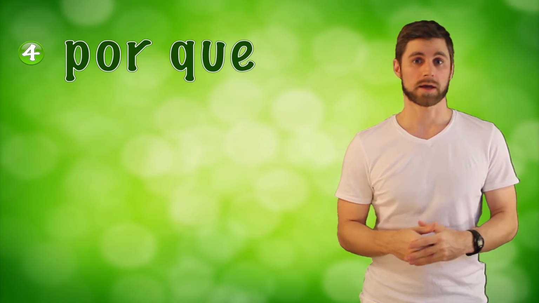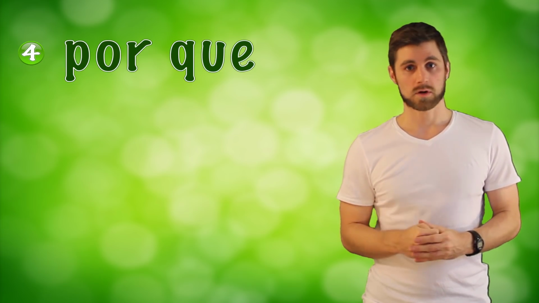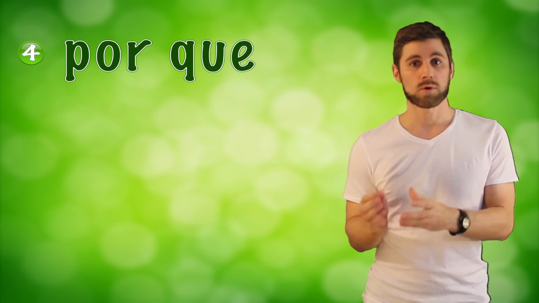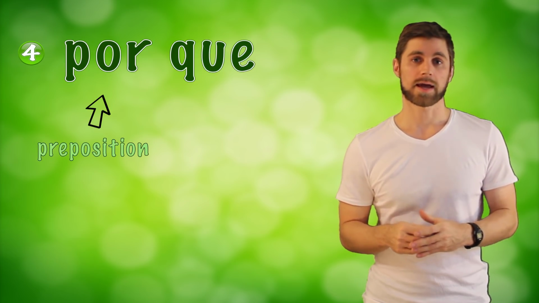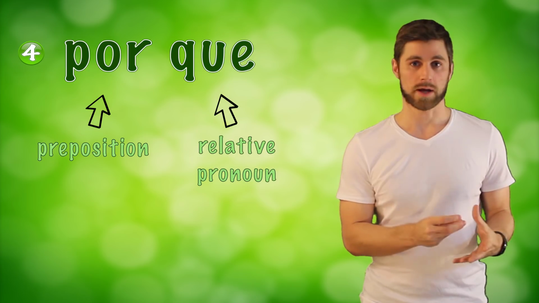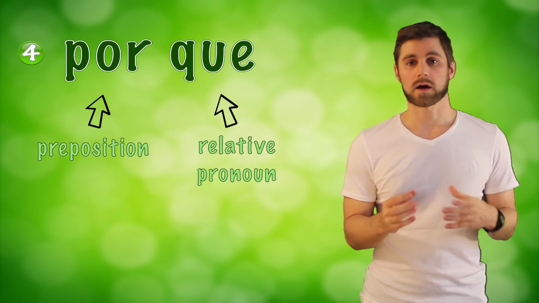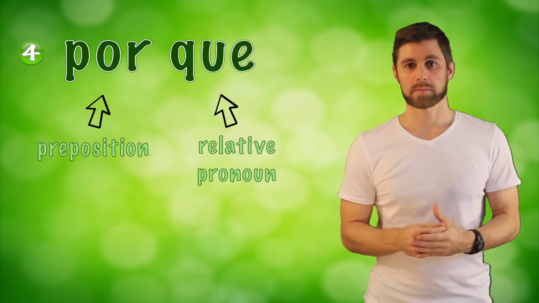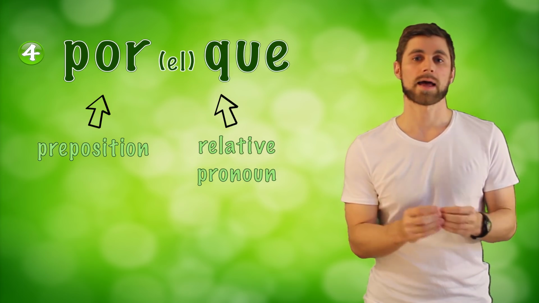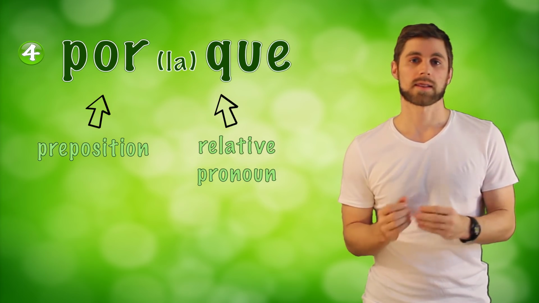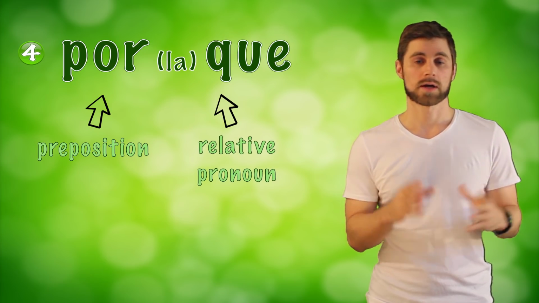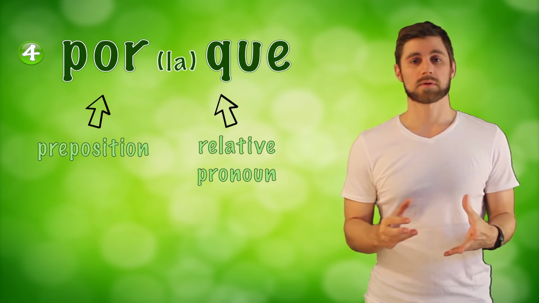And finally, our fourth and final version of porque is two separate words without an accent mark or without the tilde. In this version, por is a preposition and que is a relative pronoun. To help avoid confusion with the other types of porque, instead of saying porque, it's more common to say something like por el que or por la que. We use these more extensive versions of the relative pronoun to help avoid confusion. Let's see a couple examples here.